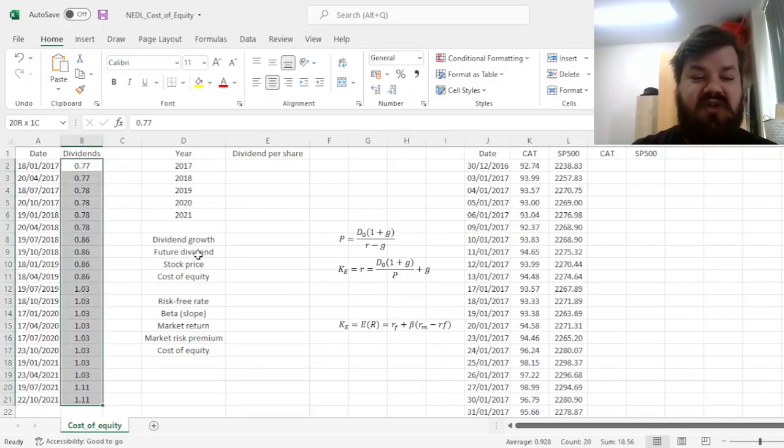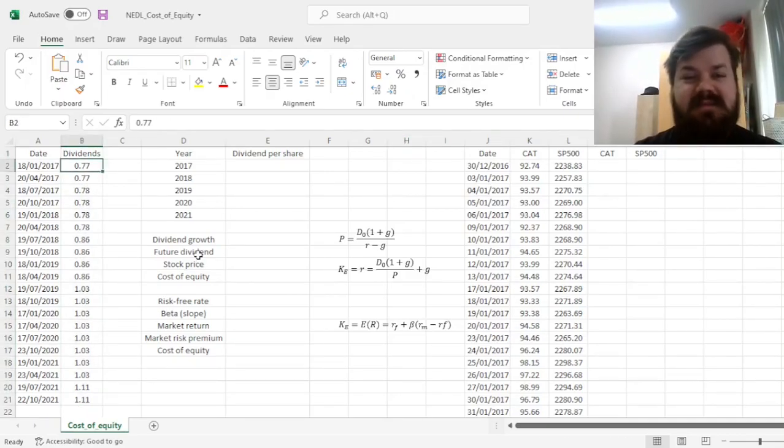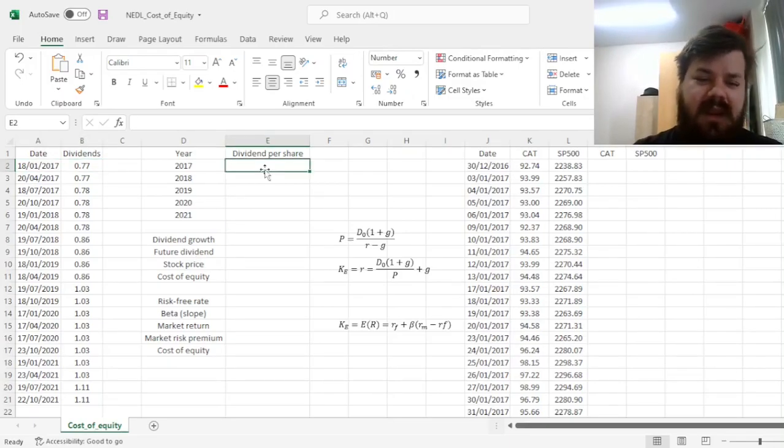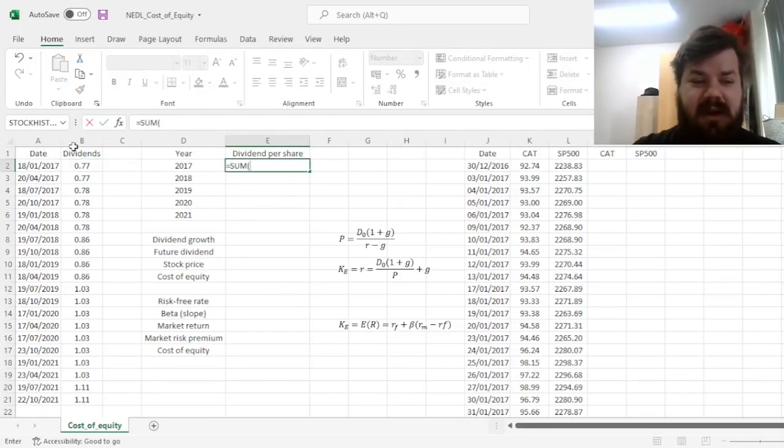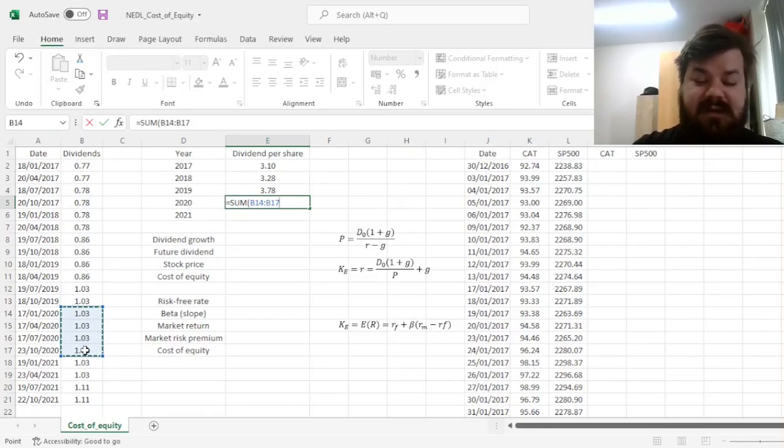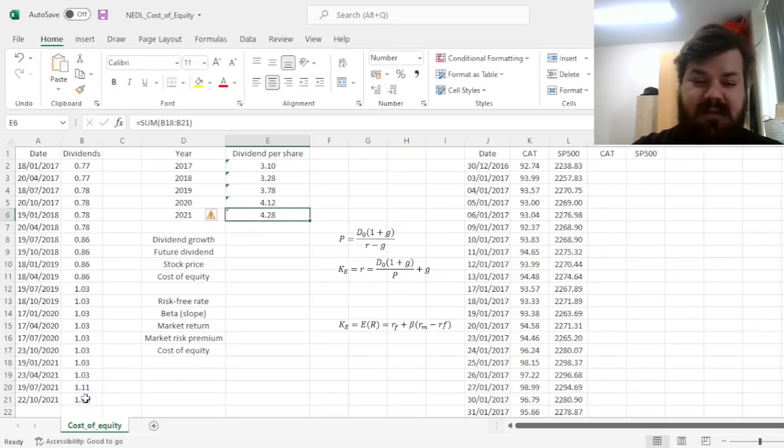So here we have a stream of quarterly dividends. Most US companies pay dividends quarterly, most UK companies pay dividends semi-annually, and you can easily extract it from Yahoo Finance. We'll calculate dividends per share by summing up the dividends attributable to a particular year. Obviously, if you've got loads of those calculations to make, you can easily automate that using something like SUMIF. But here, as our task is pretty simple and short, you can do it manually in the most straightforward way possible. So we know that the most recent dividend that we received in 2021 is $4.28 per share.